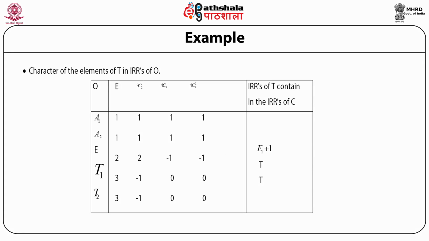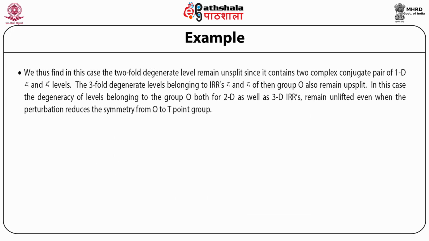Whereas the characters of the elements of T in the irreducible representations of O, what are the irreducible representations of the group O? They are A1, A2, E, T1 and T2: 2 irreducible representations of dimension 1, 1 of dimension 2 and 2 of dimension 3. Its characters are given here. From here one can easily see that E is equal to E1 plus E1 star, and T1 and T2 are equal to T. We find that in this case the twofold degenerate level remains unsplit, since it contains a complex conjugate pair of one-dimensional E1 and E1 star levels.